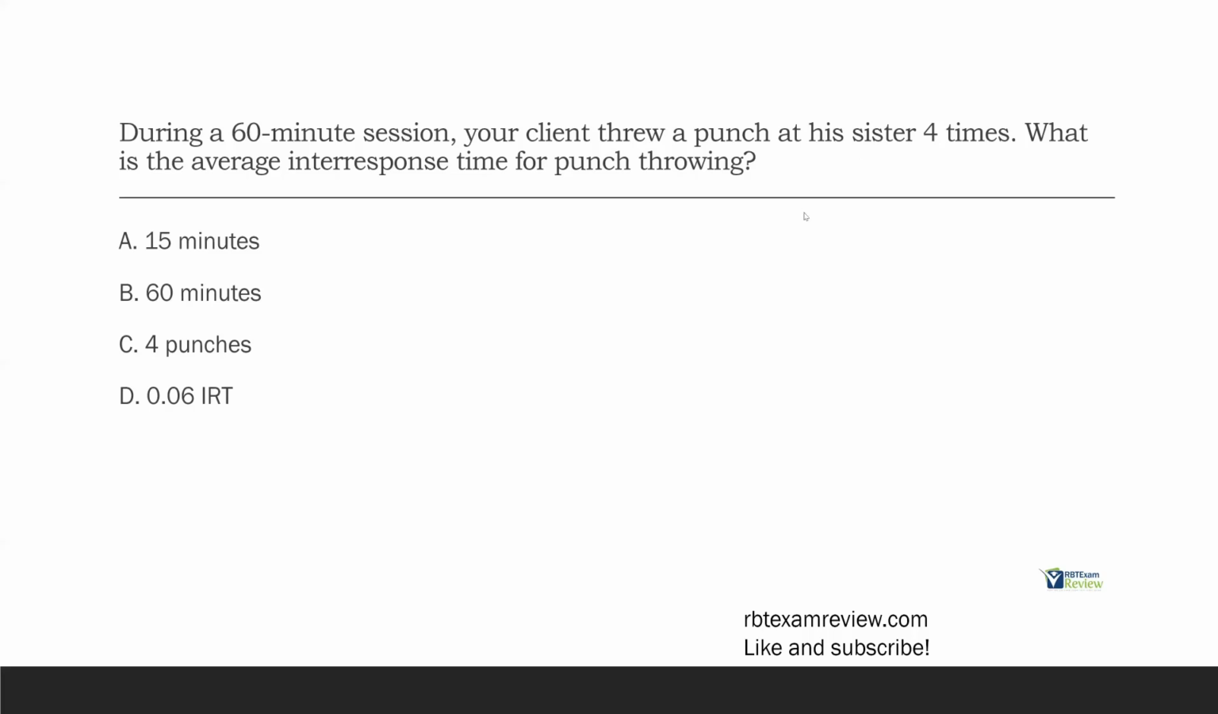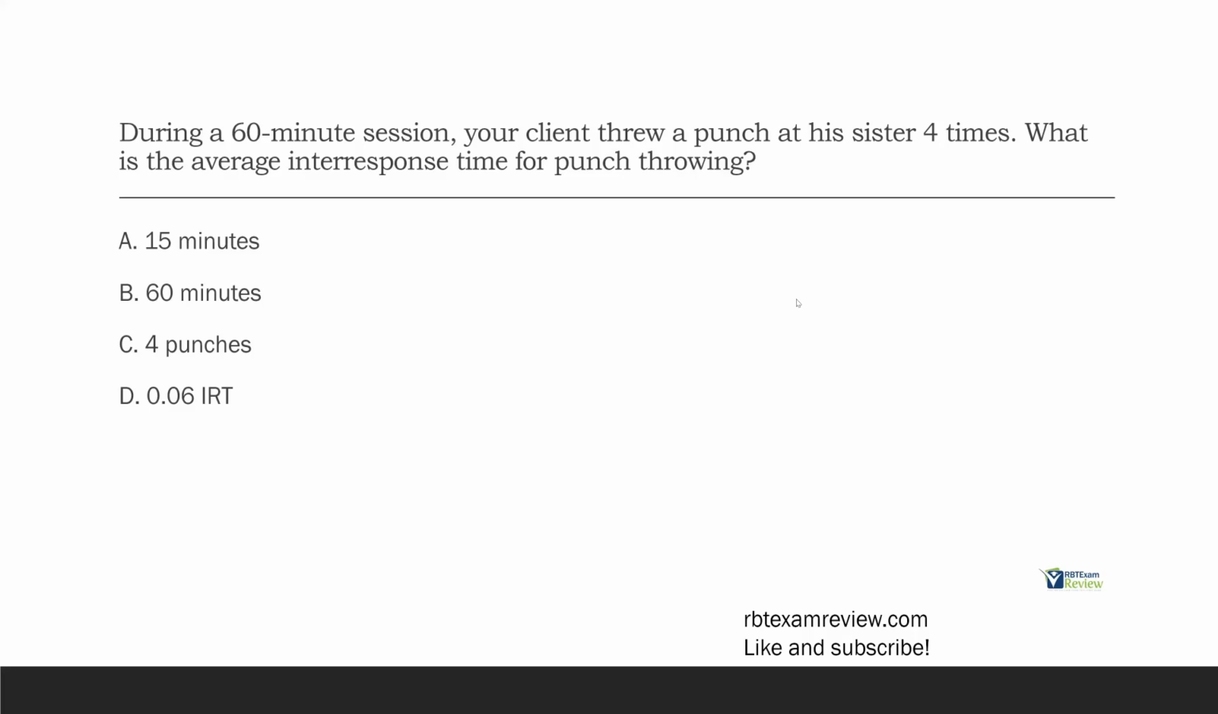We have 4 responses that happened in 60 minutes. All we have to do now is find an average. How do we find an average? We simply divide 60 divided by 4, which gives us 15. So on average, every 15 minutes, your client threw a punch.